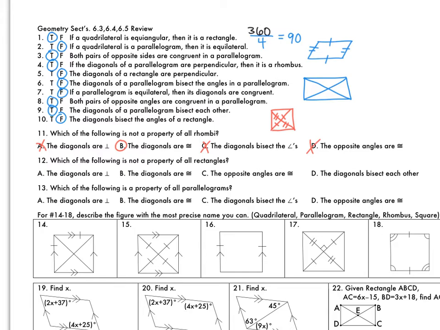Number 12, which of the following is not a property of all rectangles? So the diagonals are perpendicular. So that's actually going to be our answer there, part A, or letter A, because again, this is true for a square, and a square is a rectangle. So for some rectangles, that is true, but it's more specifically a square that happens in. So part A is not true for all rectangles.